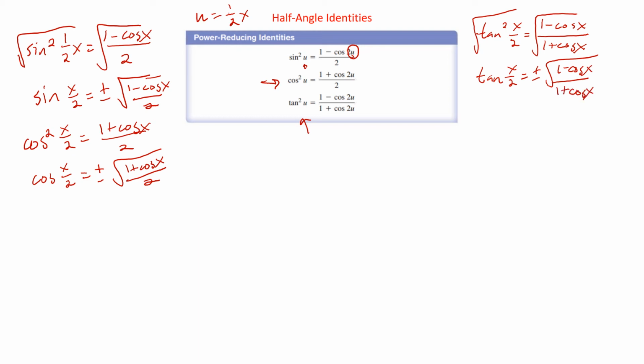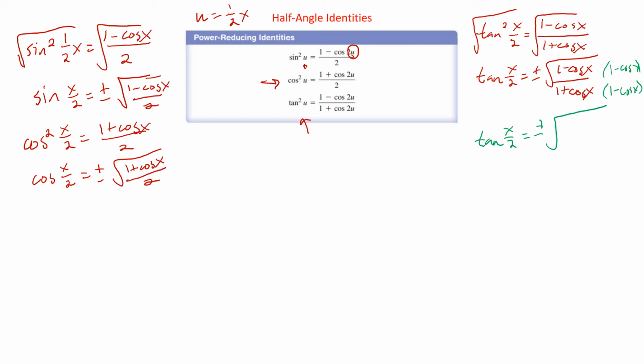A fun thing happens here, though, because if we multiply by 1 minus cosine x, like that, I'm just going to keep it in green here because this is one of the identities that we're looking at, we get tangent of x over 2 equals, and then we have plus or minus a square root.